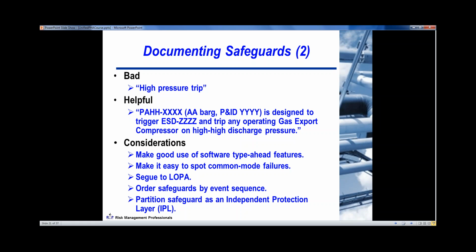So having that segue to the LOPA is important, and also ordering the safeguards by event sequence is really useful for understanding the scenario. And also, by making sure you put those tag numbers in there, there are so many times when the team hasn't really thought of how much time the operator has to respond to alarms, what the progression of the events is. If a control valve opens up first, does it have enough time to prevent the high pressure trip by getting enough pressure out of there?